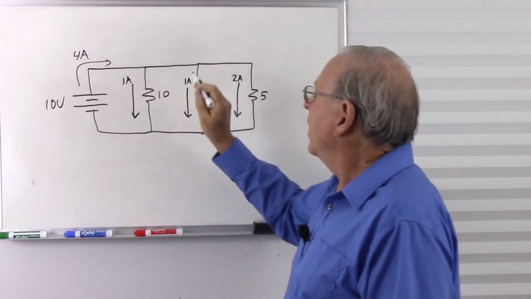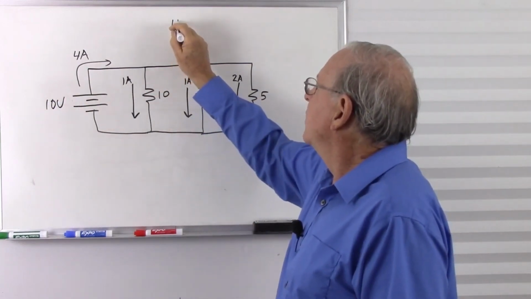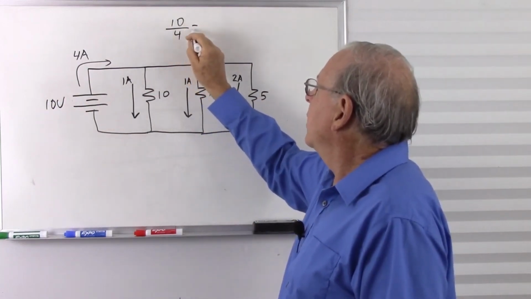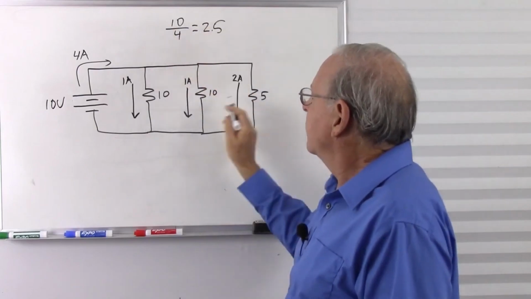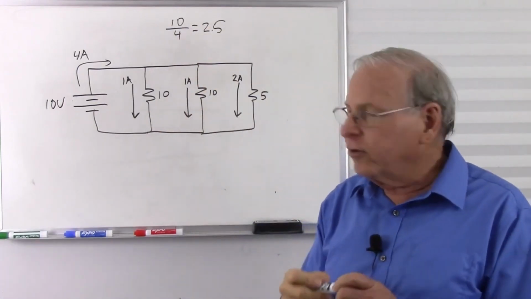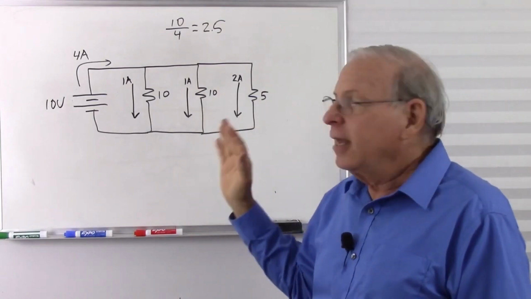So 4 goes into 10, what? So 10 divided by 4 equals 2.5. So that means that the resistors together are 2.5 ohms.